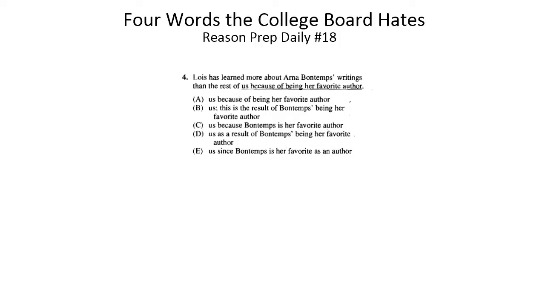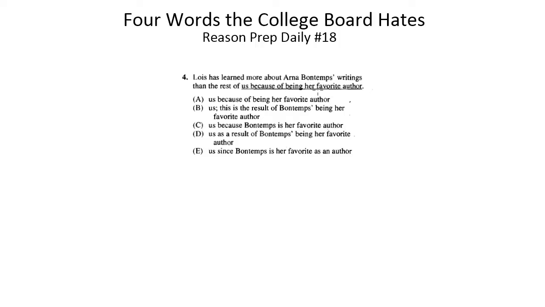So you might read this original and say that it's wordy, and that would be true, but also that this phrase at the end of the sentence, "learn more about the writings than the rest of us because of being her favorite author," is a bit ambiguous, or maybe not even ambiguous, simply incorrect given what the sentence is trying to say, right? Lois knows more about her writings because of being her favorite author. Well, wait, is Lois Arna Bontemps' favorite author? That's what it seems like it's saying, but really it should be Arna Bontemps is Lois's favorite author.